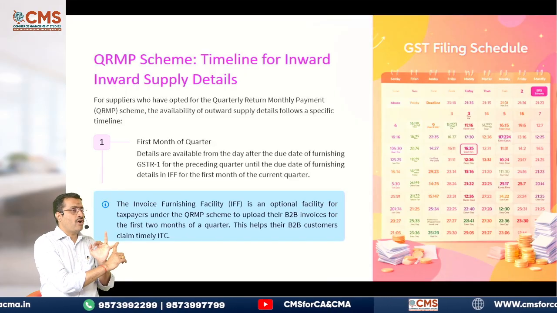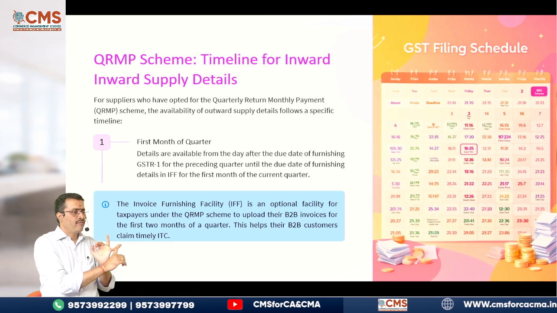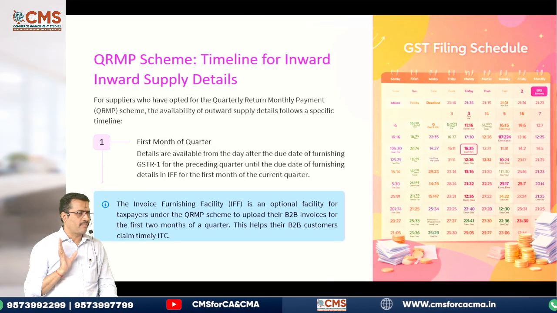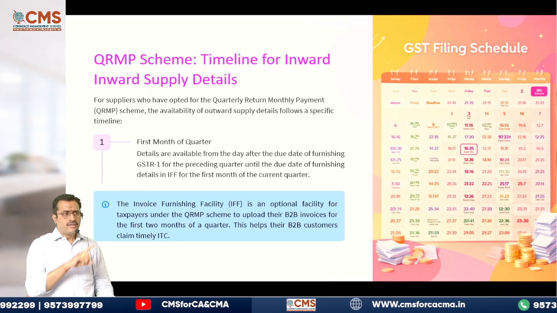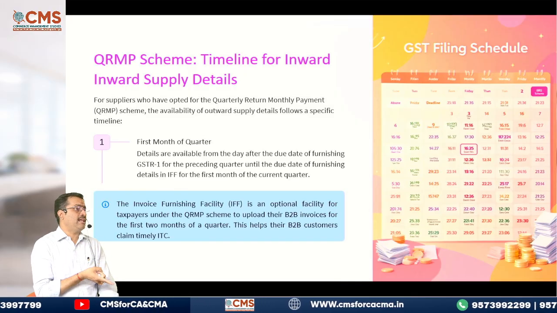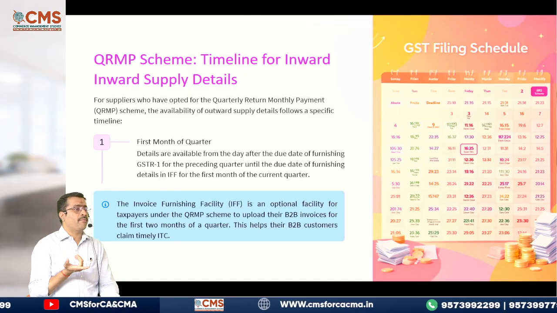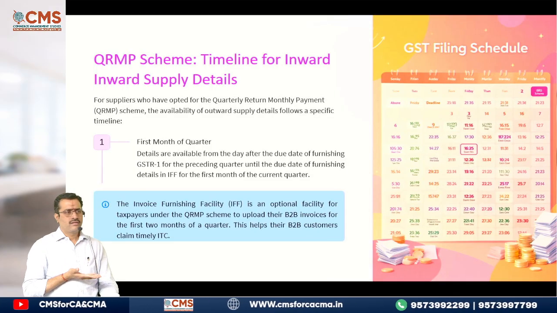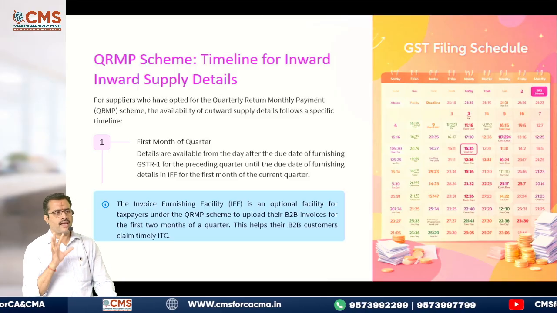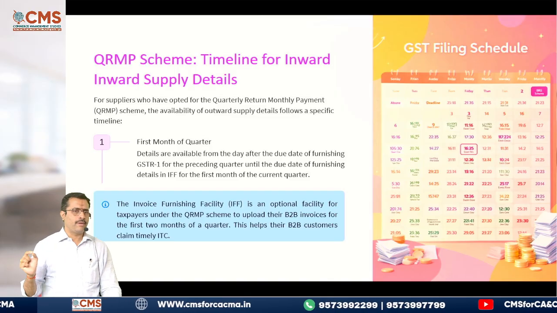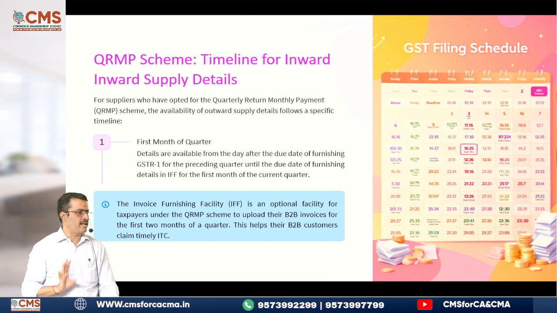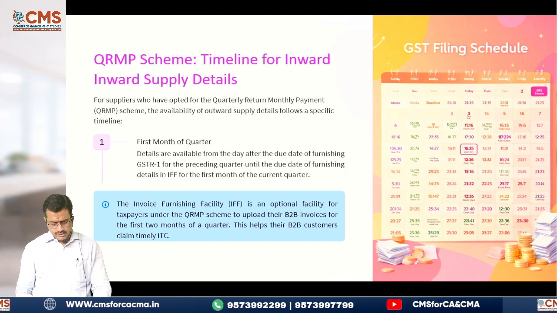Why? B2B I would have already recorded in IFF. Again when I come to June, I should not record them. It will unnecessarily increase my turnover. Everyone understood about this? This is the entire concept of QRMP scheme. But I have to pay monthly payment. Now how to arrive at a monthly payment? I have all the data. Yes, sales is there, purchase is there. Reduce the purchase and pay the balance amount. That is your entire concept of QRMP scheme. Q, quarterly return, monthly payment. They are asking for 4 marks. Please be careful. Understood about this?